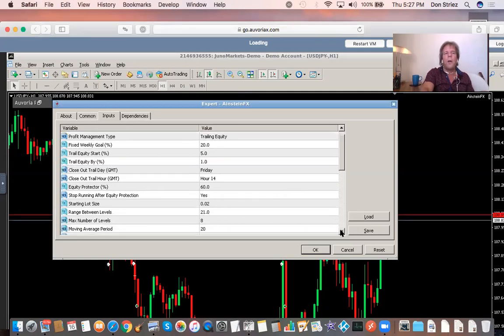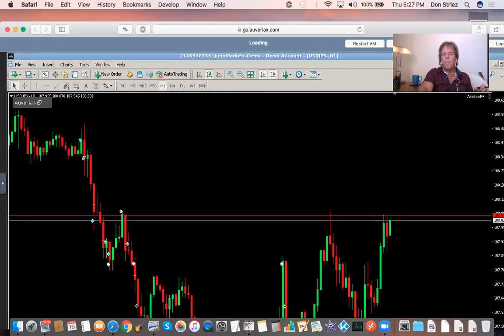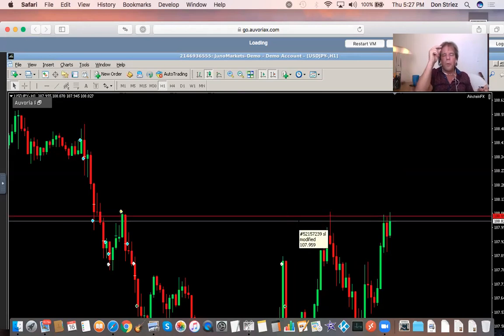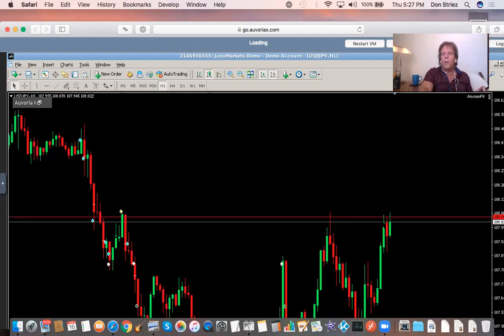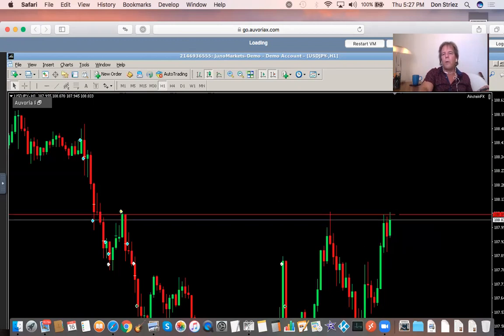And the way the expert advisor works is, if the artificial intelligence predicts that a certain currency pair is going to go up, in this case USD JPY, then it will make a purchase, a buy order here at, in this case, 0.02 lot size right here. It'll do a buy order.